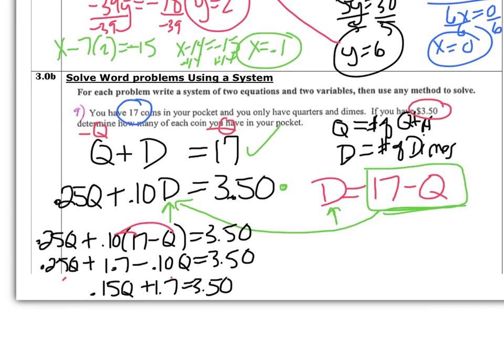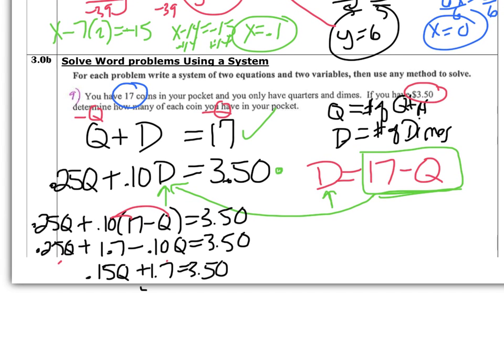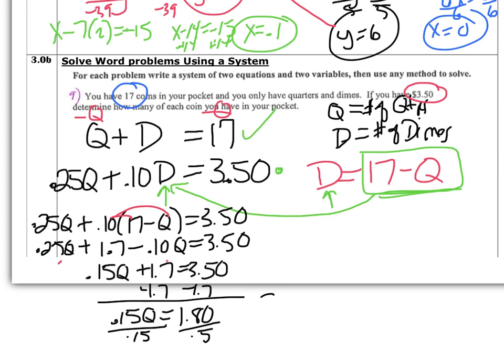Now the next step of algebra you're going to do on here is to subtract the 1.7 from both sides. When you do that, we're going to have the 0.15Q equals 1.80. To find the number of quarters, divide by 0.15. When you do that, you will get that there's 12 quarters.